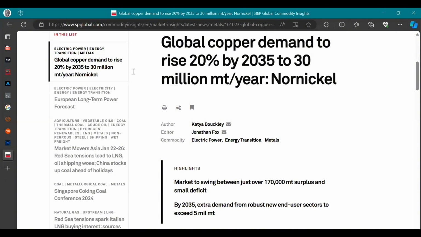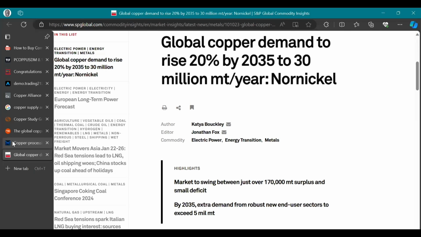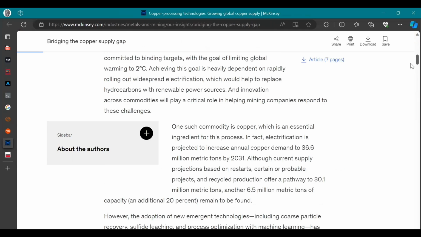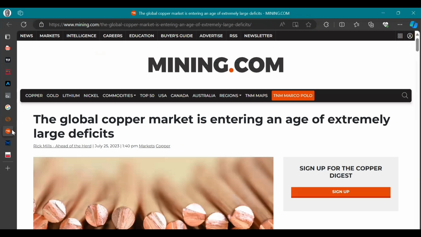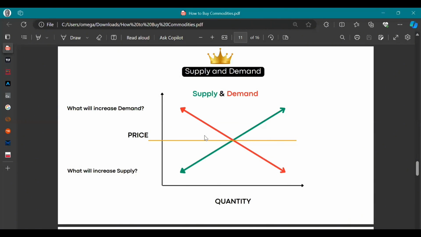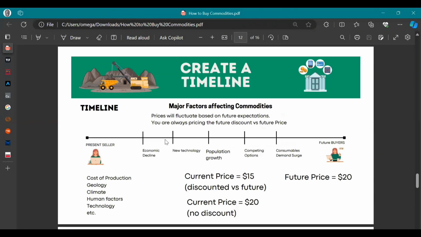However, we then have other articles. So you can see here's one from S&P Global that says global copper demand to rise 20% by 2035 to 30 million metric tons. So that's pretty cool. And we got another one here, bridging the copper supply gap, and this is also expecting the demand for copper to actually rise over time. We got one here from mining.com, the global copper market is entering an age of extremely large deficits, etc. So there's quite a lot of conflicting information, but the key thing is to decipher all this information and then create a timeline for where you think copper prices are actually going to go.